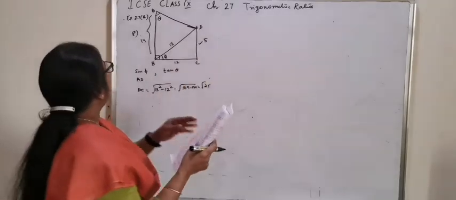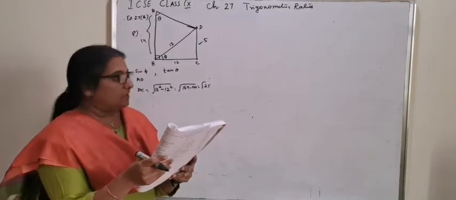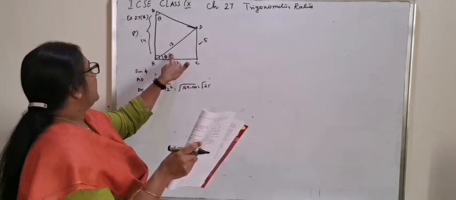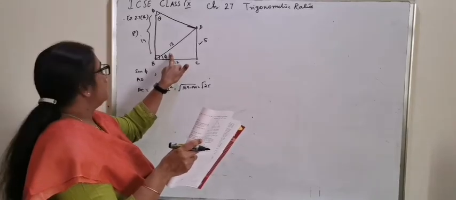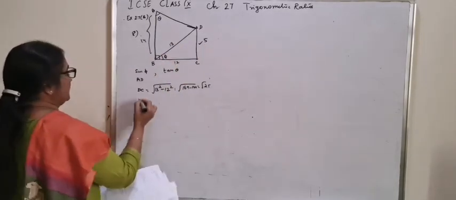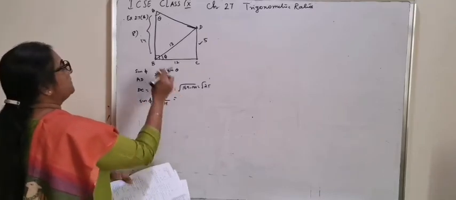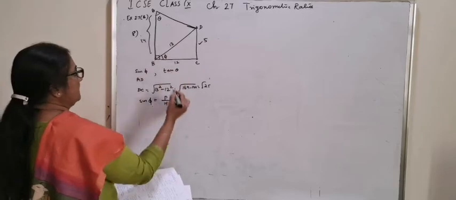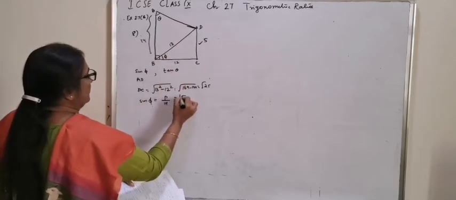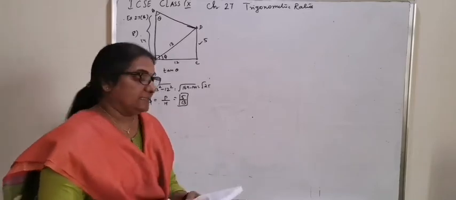And the total length of AB is given as 14. You have to find out the value of sin phi. That is very simple. Sin is equal to perpendicular by hypotenuse. In triangle DCB, sin phi is 5 by 13. That is the first answer. The second answer is tan theta.